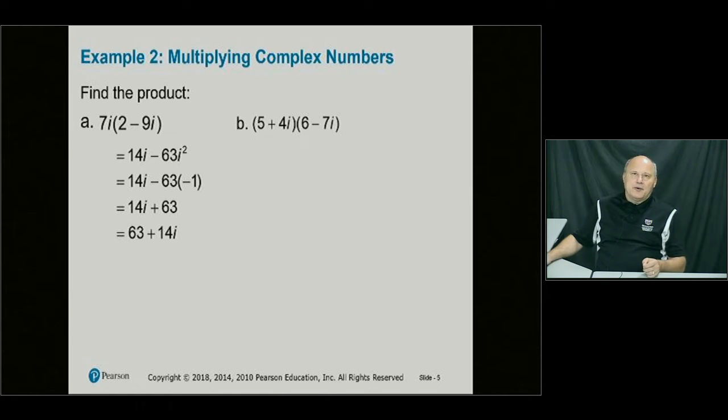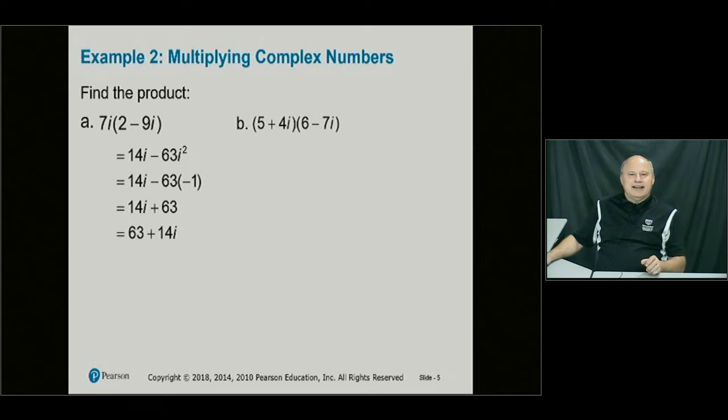Okay? They don't know what to do with the i squared. They do not remember what that equals. So i squared equals negative 1, because i is equal to the square root of negative 1. If you square both sides, i squared has to be negative 1. So you make that replacement. So i squared is negative 1. So the next step would be multiplying negative 63 times negative 1, which is a plus 63.